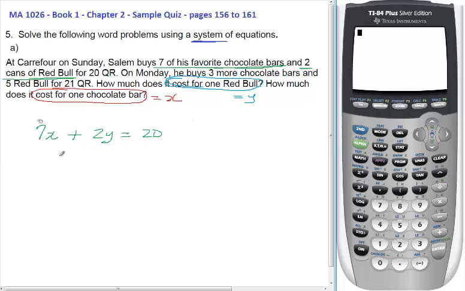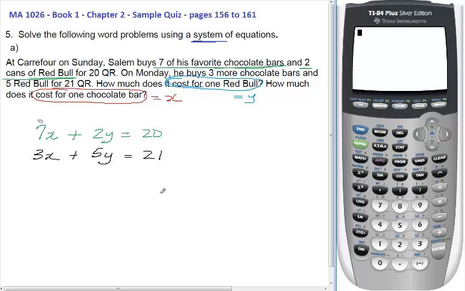Next day is 3 more chocolate bars. Chocolate bars are X, so 3X, and add to that 5 Red Bull, which is Y, so 5 times Y, and that's 21 reals. So not too bad to come up with the equations. There's going to be full marks. You're going to get a mark each for each equation, so make sure you state these correctly, and you're halfway there. Now, how do we solve this?